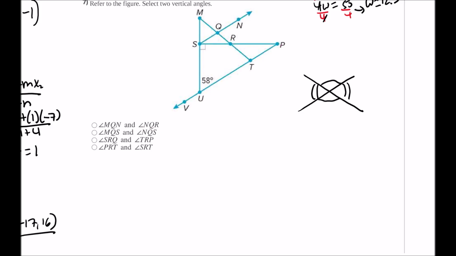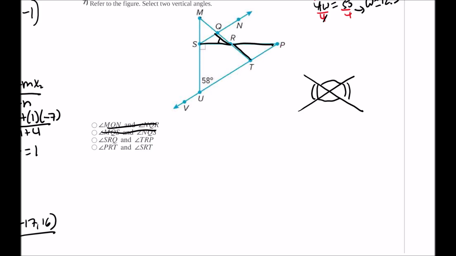Okay. All right, so let's look at it. MQN and NQR. No, those are adjacent or linear pair. Those are not vertical. So we're going to cross this out. Can't be that. MQS and NQS, right? So no, those are not vertical because they share a side. So no. SRQ and TRP.